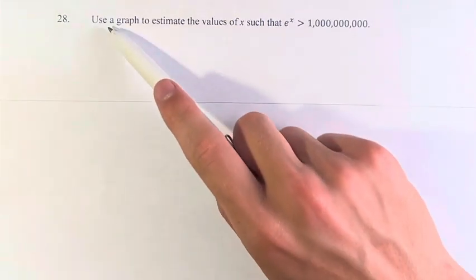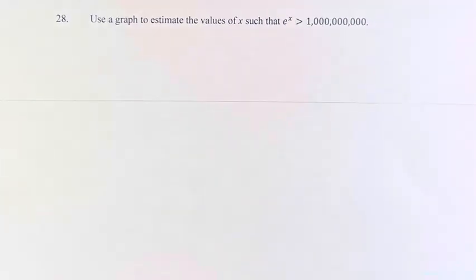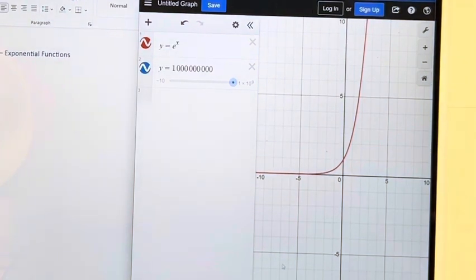In this problem, we're asked to use a graph to estimate the values of x such that e to the x is greater than 1 billion. So what we do here is we can pull up a graphing calculator and graph the function e to the x. I have it in Desmos right here, and graph the line y is equal to 1 billion.